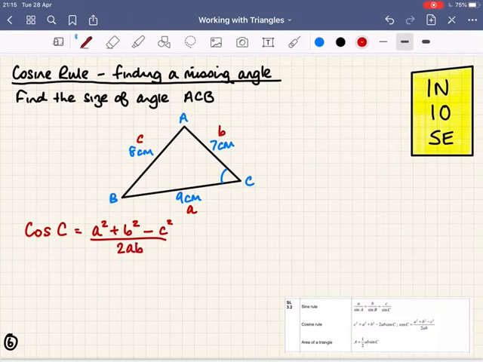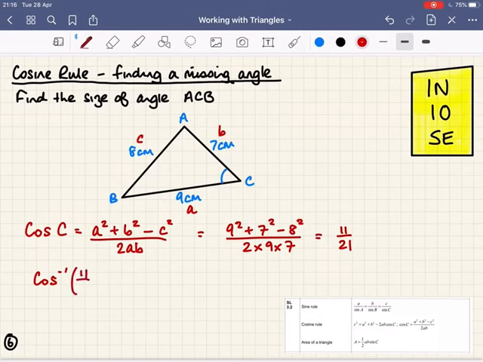So again, just going to put the numbers in there. That's 9 squared plus 7 squared, minus 8 squared, all over 2 times 9 times 7. Work that out in the calculator, and it gives me 11 over 21. I'll leave it as a fraction. And then that's not the size of my angle. I need to take the cos to the minus 1, inverse cosine of 11 over 21, to find out the value of the angle, and it equals 58.4 degrees.